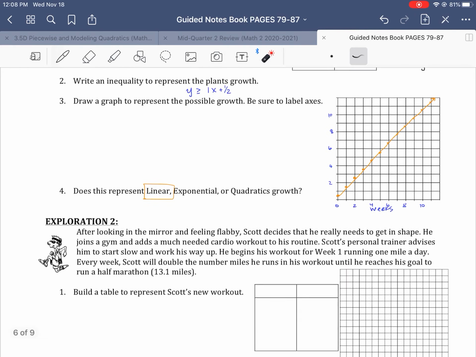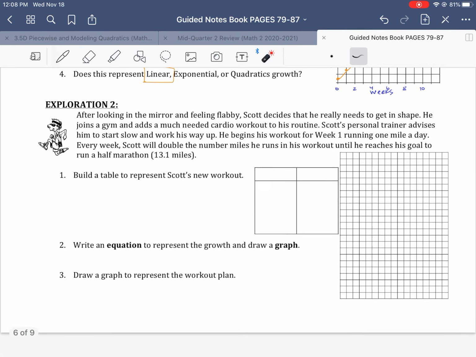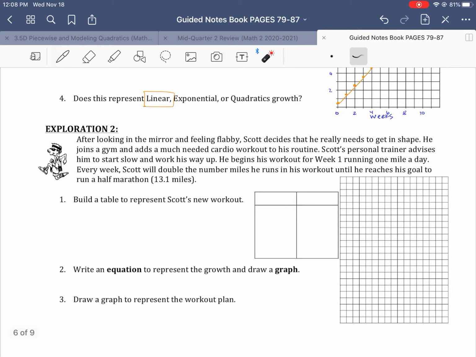The next one you guys studied was exponential last year. After looking in the mirror and feeling flabby, Scott decides he really needs to get in shape. He joins a gym, adds a much-needed cardio workout to his routine. His personal trainer advises him to start slow and work his way up. So he begins his workout for week 1, so I'm going to put that in here while we go.